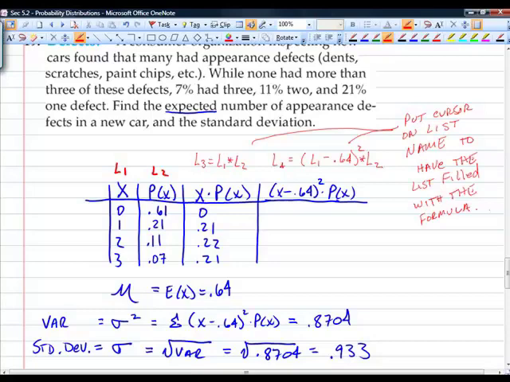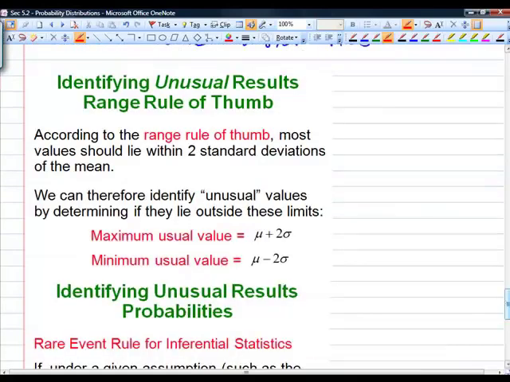So here's step by step what you need to do in order to get the mean and the standard deviation from the list. And remember, means and standard deviations give us the measure of the center and the measure of spread of a distribution. And if your distribution is normally distributed, we can then find all sorts of things knowing the mean and the standard deviation. Alright, identifying unusual results and the range rule of thumb.